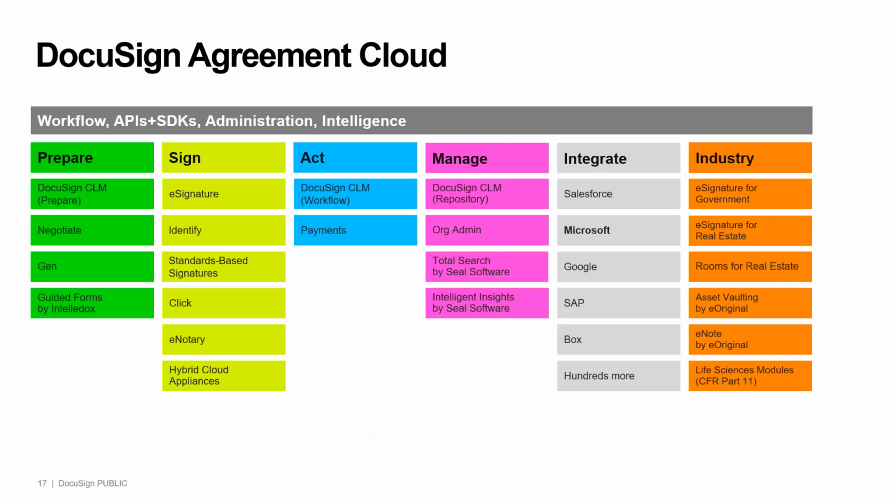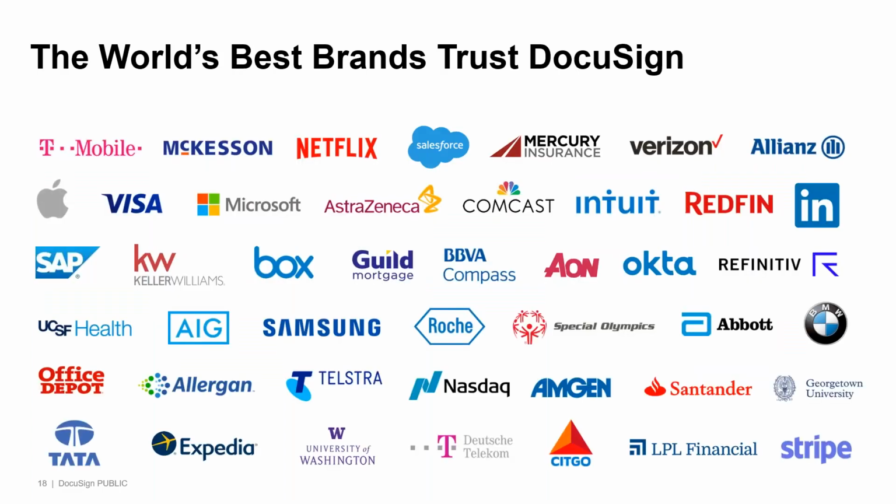And e-signature is just one part of that. And as you can see, we're integrated with over 350 tools around the world, of which Microsoft is probably our biggest integration. And we're going to talk a lot about that today with SharePoint and Dynamics 365. So some of the world's best brands use DocuSign and trust DocuSign for all of their business processes, from Netflix to Salesforce to Stripe to Microsoft.